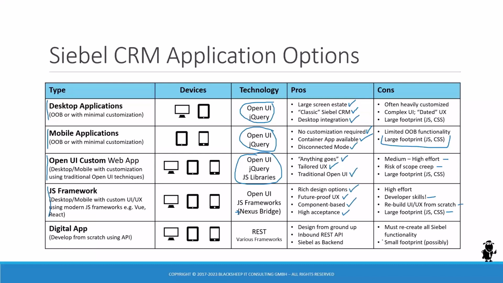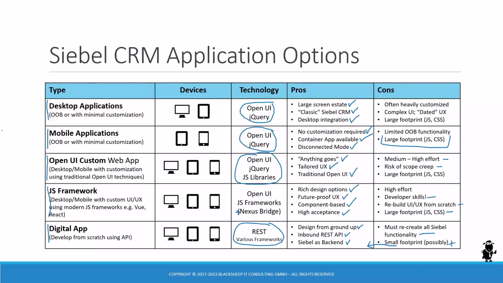So to reduce that footprint, the only option currently is to create your own, let's call it digital app, using entirely different technologies like the Siebel REST API and your framework of choice. So Siebel becomes a backend using the inbound REST API. You must design from ground up, which is a pro, but you must recreate all Siebel functionality, which is a big con. But the small footprint, well, that's not a con actually. It should be a pro. The small footprint is, of course, something good here.